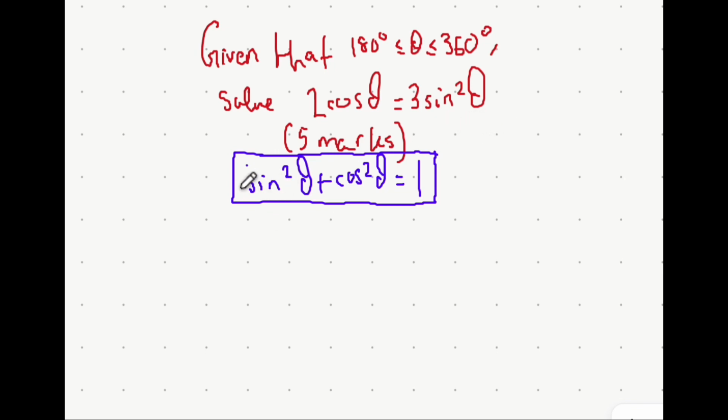So we can rearrange this equation to make sine squared the subject by taking away cos squared from both sides, and we can say that sine squared is equal to 1 minus cos squared. You can include the theta here and here, but I just didn't include it because there's not much space.